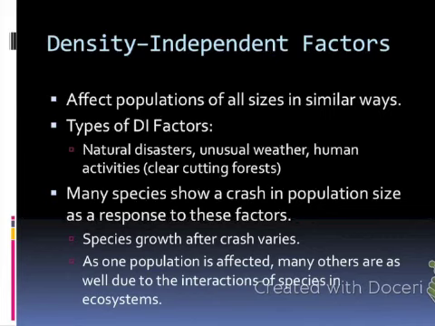Because as we learned, I'm sure back in 5th grade, 6th grade, whatever that was, food webs, food chains, everything is interconnected. So if you impact one trophic level, you are going to impact everything below it and everything above it. So many others are also affected because of the interactions of species in our ecosystems. So we have density-dependent factors and density-independent factors. These are the two types of factors that are going to limit population growth.